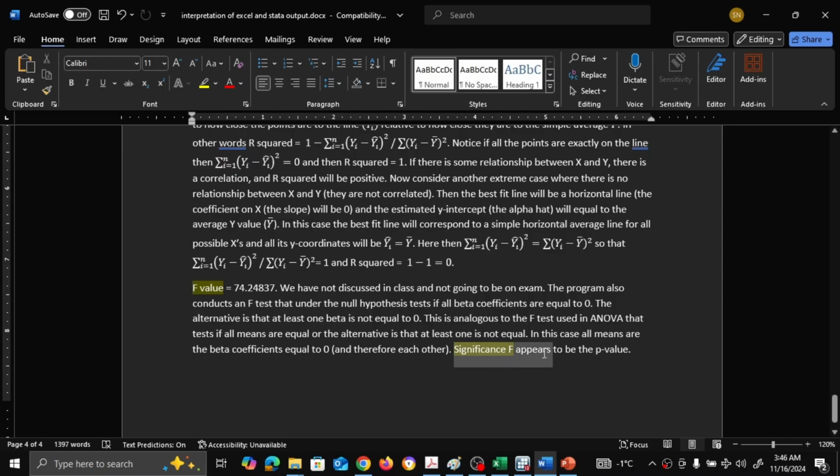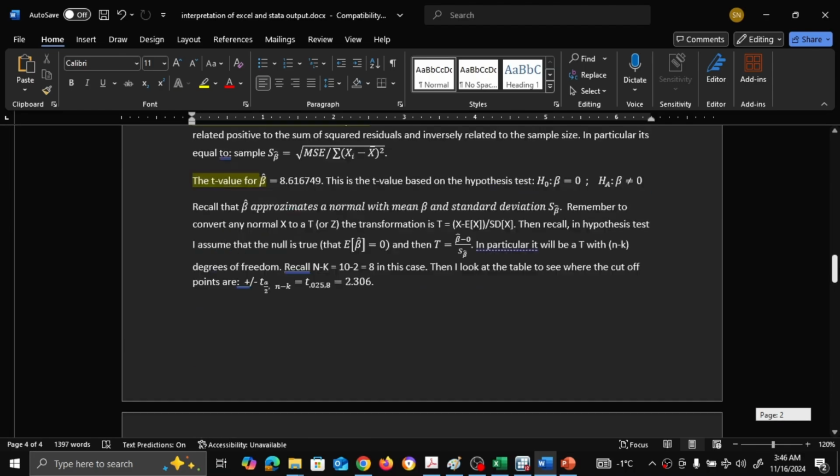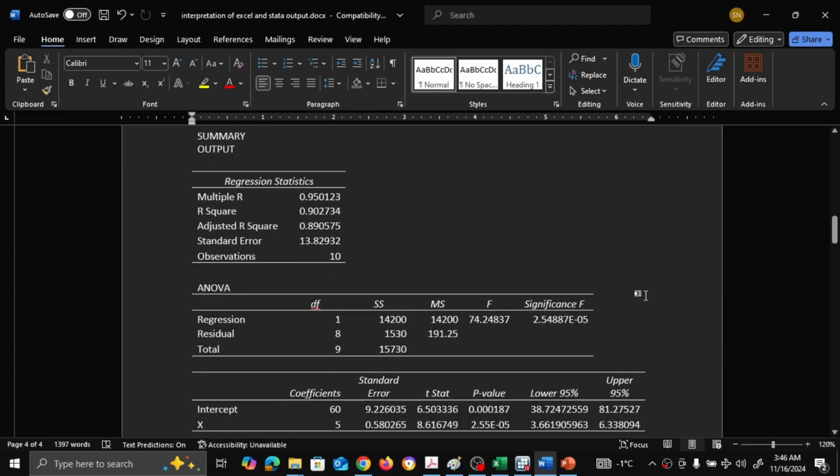A significant f test appears, in this case, when the beta coefficients are not all equal to 0. So this is just an F test. We haven't really talked about it, so you don't need to know it for the exam. But this is what they're computing here.